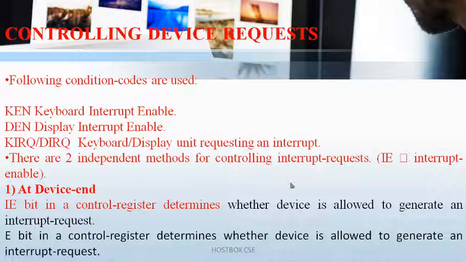There are two independent methods for controlling interrupt requests. In short, you can say IE, interrupt enable. One is at the device, and the other is the IE bit in a control register, which determines whether a device is allowed to generate an interrupt request or not.